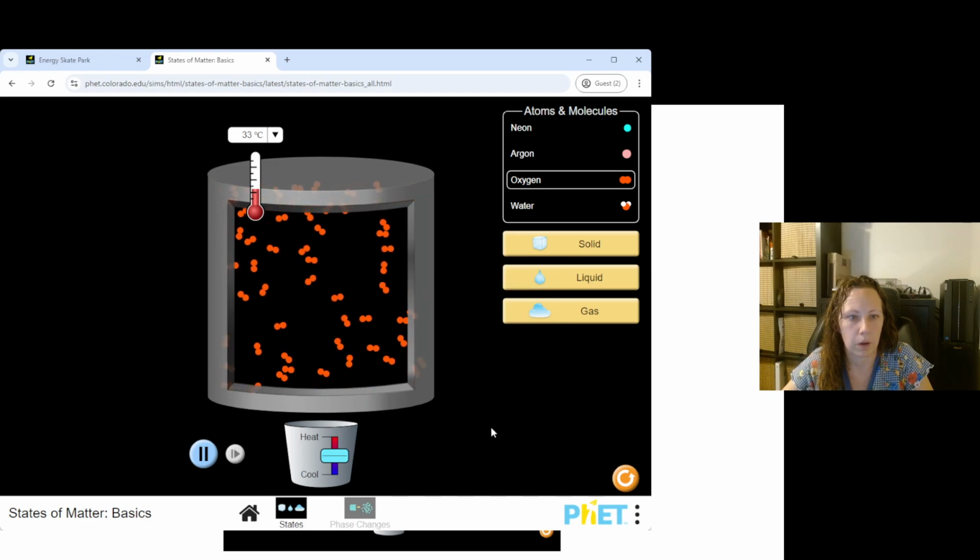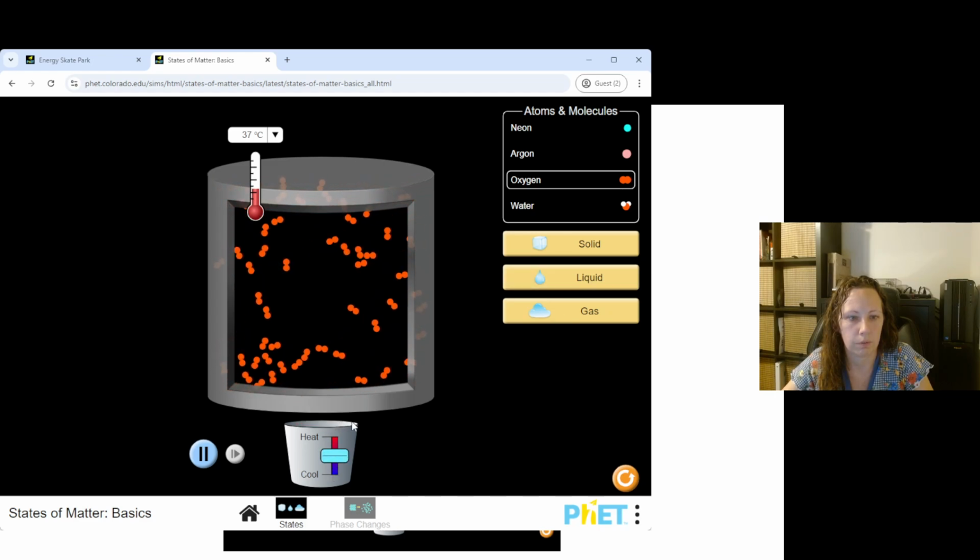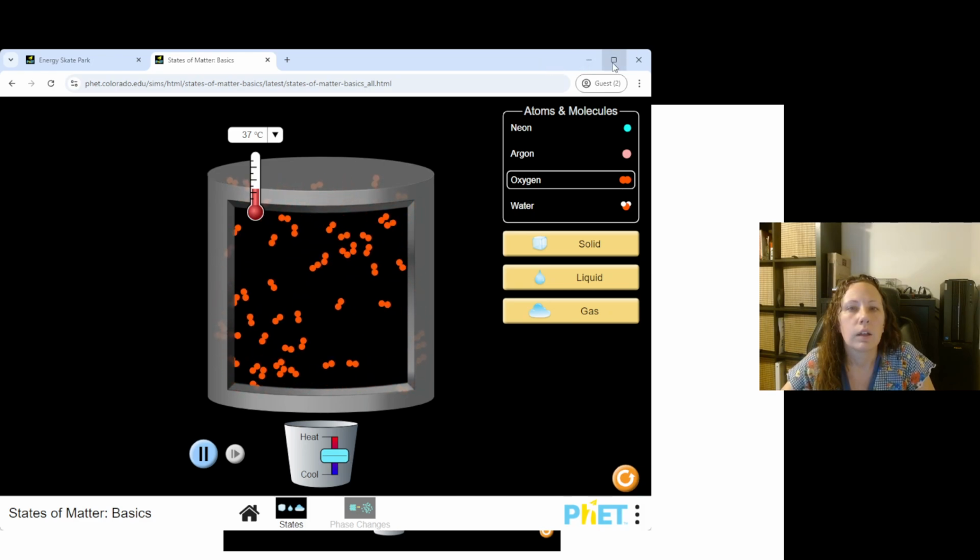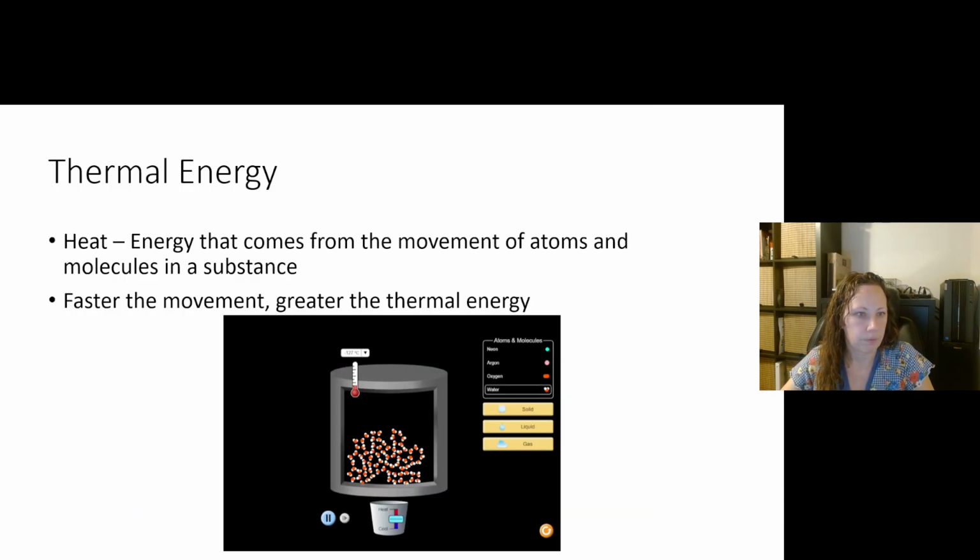Okay, so this is about body temperature. Body temperature is about 35. Okay. So the faster the movement, the greater the thermal energy. And that movement comes from heat.